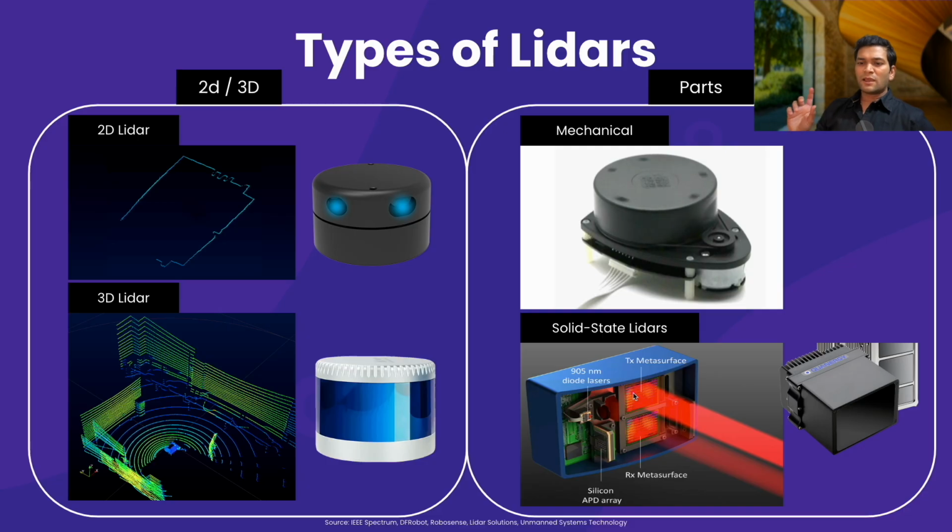Mechanical lidars typically have a larger field of view than solid state lidars because they are obviously rotating around the environment, right? On the other hand, solid state lidars are fast and they do not suffer from the same wear and tear of the motors in the mechanical lidars.